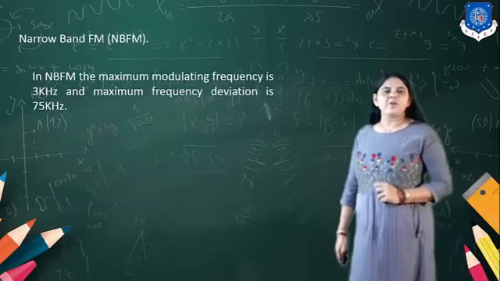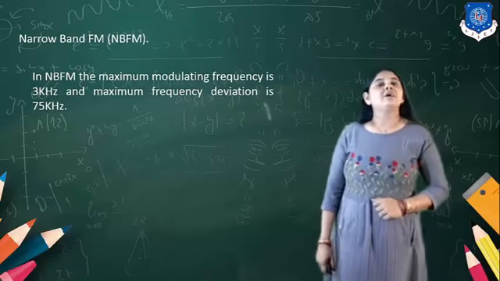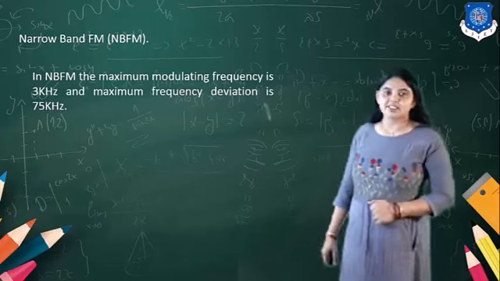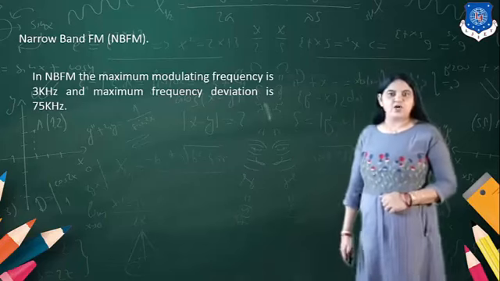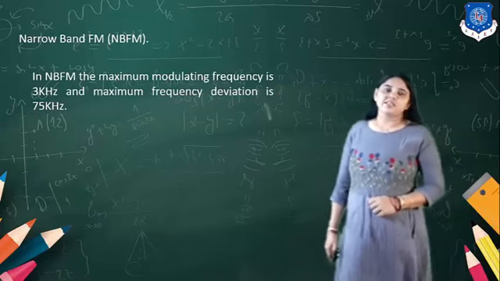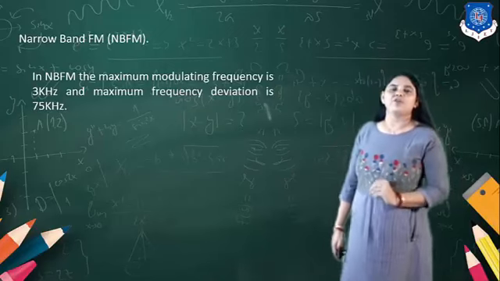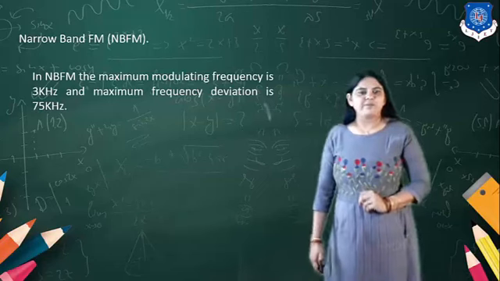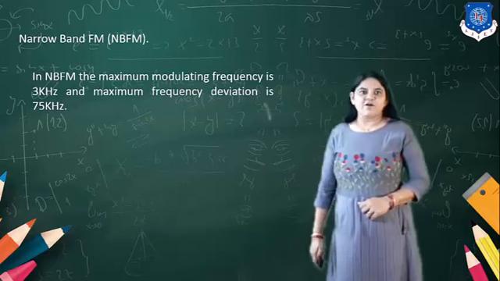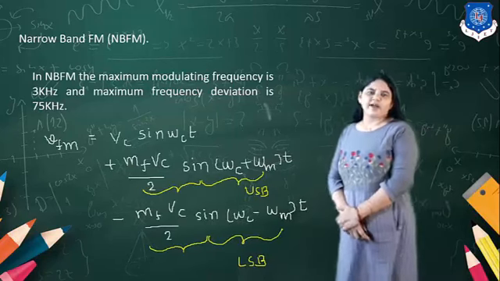In the narrow band FM, the maximum modulating frequency is 3 kHz and the maximum frequency deviation is 75 kHz. So the modulating frequency is small in the case of narrow band FM, and the maximum frequency deviation is 75 kHz.